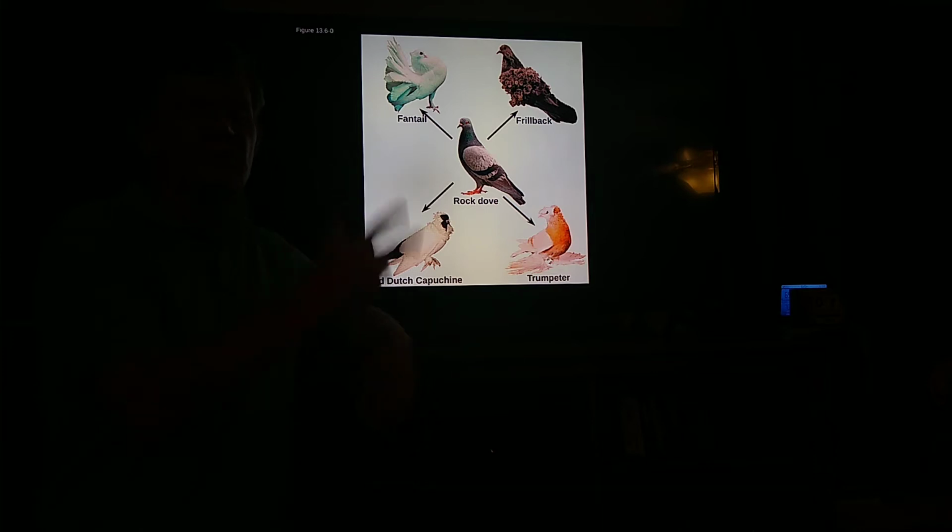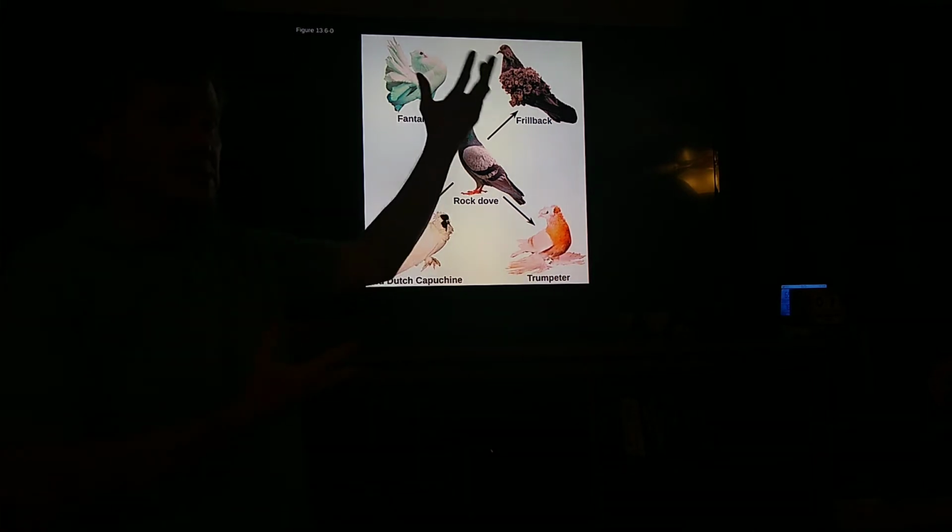Think of all the different dog breeds you can imagine. Think of all the different kinds of cows you can imagine. All the different kinds of sheep and horses. And those have been selectively bred from a parent stock.